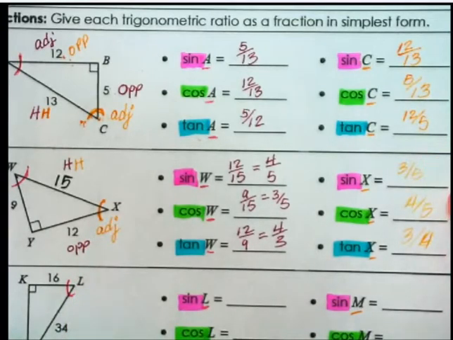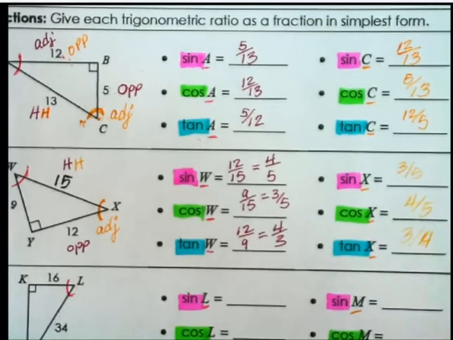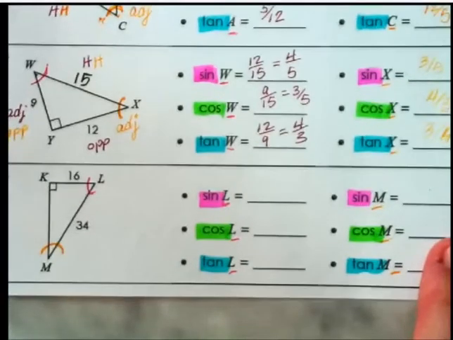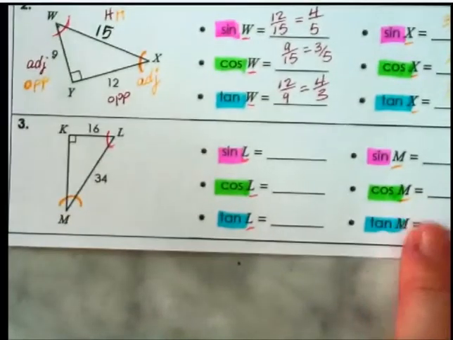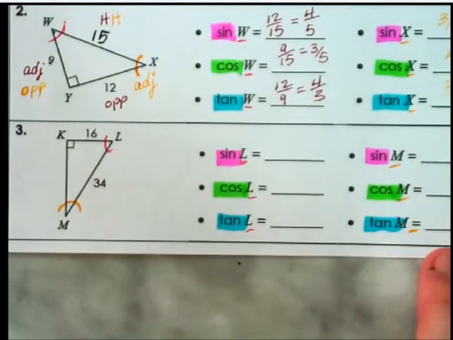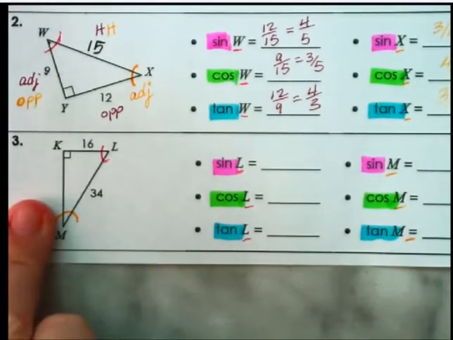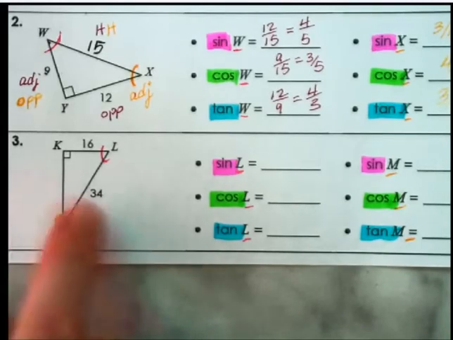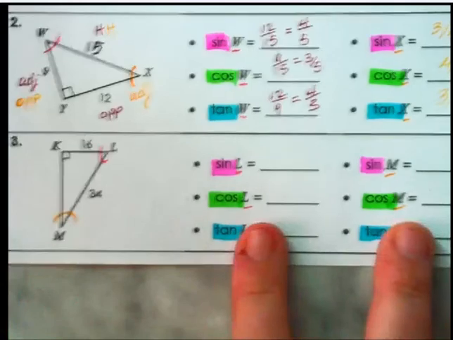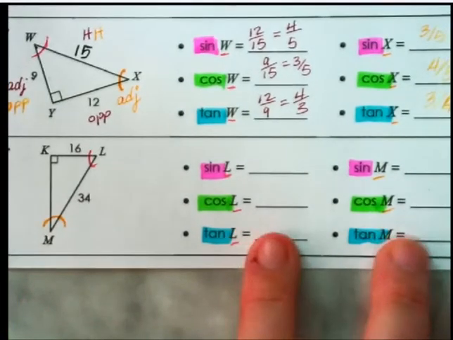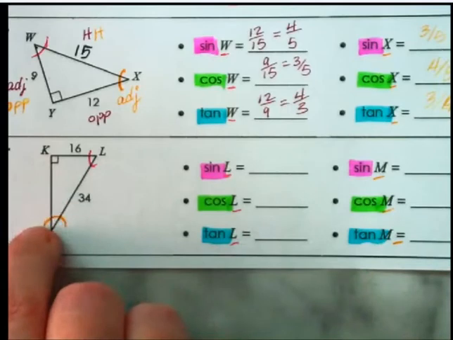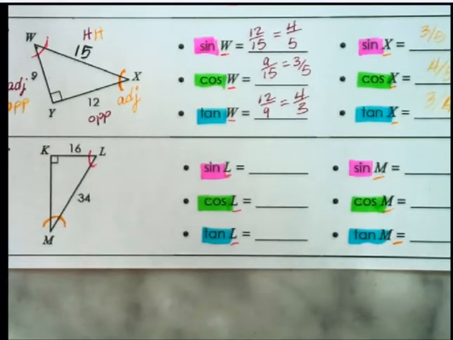Sine is 3 over 5. Cosine is 4 over 5. Tangent is 3 over 4, right? Now I'd like for you to pause your video, and I want you to try example 3 all the way from start to finish without any guidance. And let's see if we can correctly identify opposite, adjacent, and hypotenuse for each of the angles and fill in the ratios over here. Just be aware that you do have one missing side length, so you will need to figure out what that is. So go ahead and pause your video.